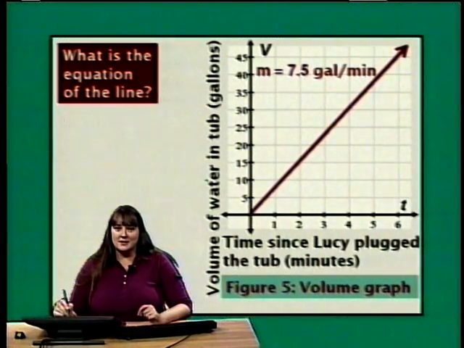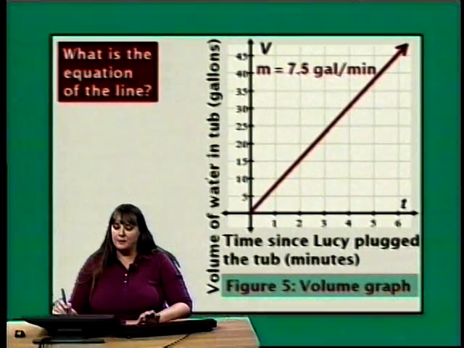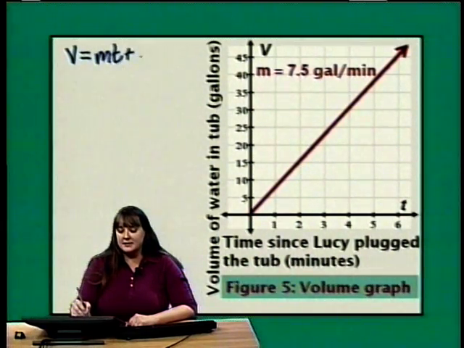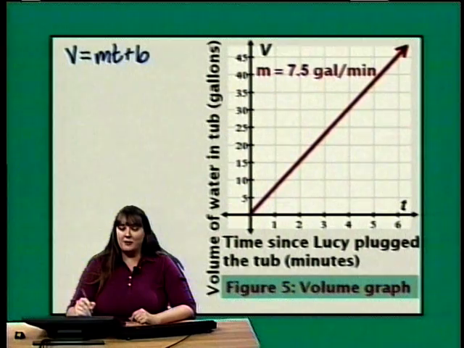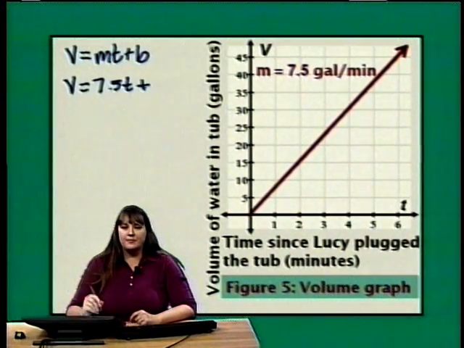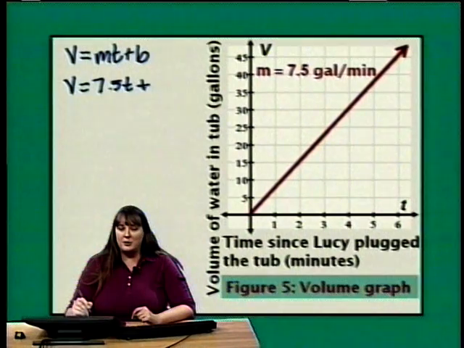What's the equation of this line? Well, we already know the slope, so we might as well think about the equation of the line in slope-intercept form. In slope-intercept form, we should have an equation of the form v, our dependent variable, equals mt plus b. I know the value of m, that's the slope, so I have something of the form v equals 7.5t plus, well, I need my value of b. B tells me about the vertical intercept.